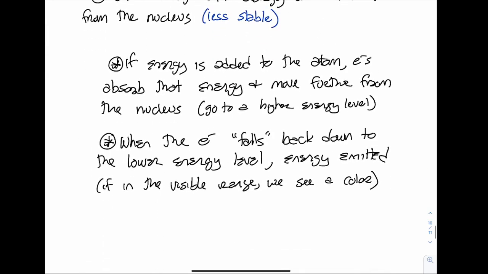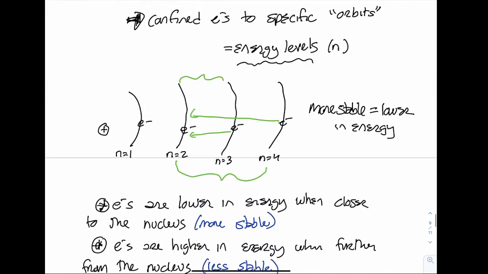So if we add energy to our atom, our electrons absorb that energy and move up an energy level. They're going to fall back down. When that happens, they emit energy, right? Energy is conserved. If it's in a range that we can observe, we're going to observe it, right? We'll see a color. Pay attention to these two words, absorbed and emitted.